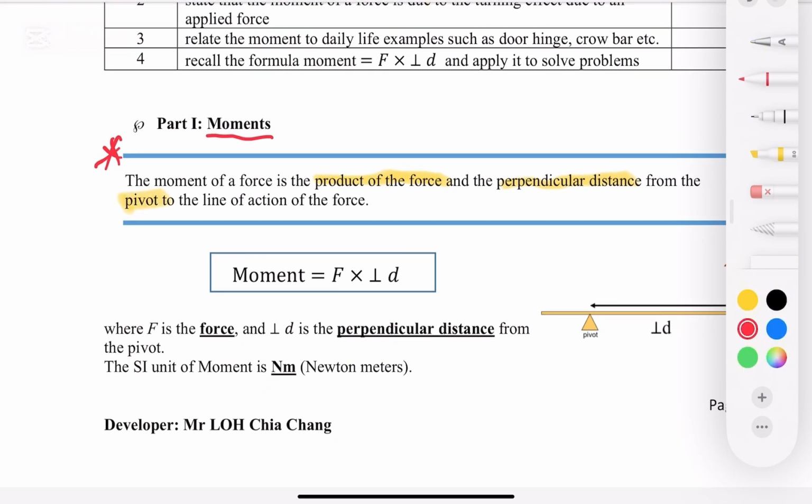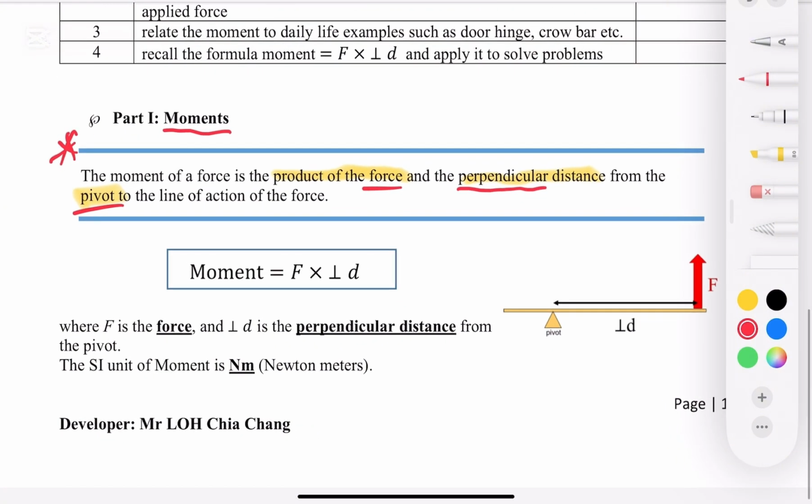So a few things to take note over here. Number one, of course, you need a force in order to create a rotation or moment. Secondly, the distance that you multiply the force to is not any other distance but the perpendicular distance from the pivot, which means you have to first identify in any problems about rotation where is the pivot.